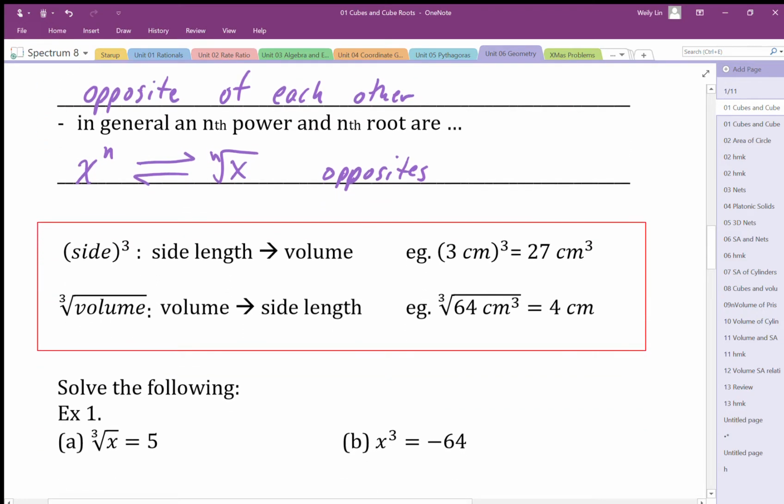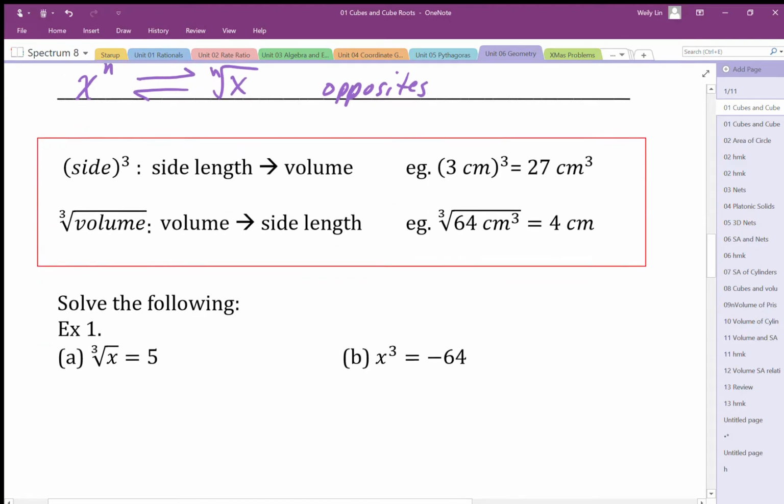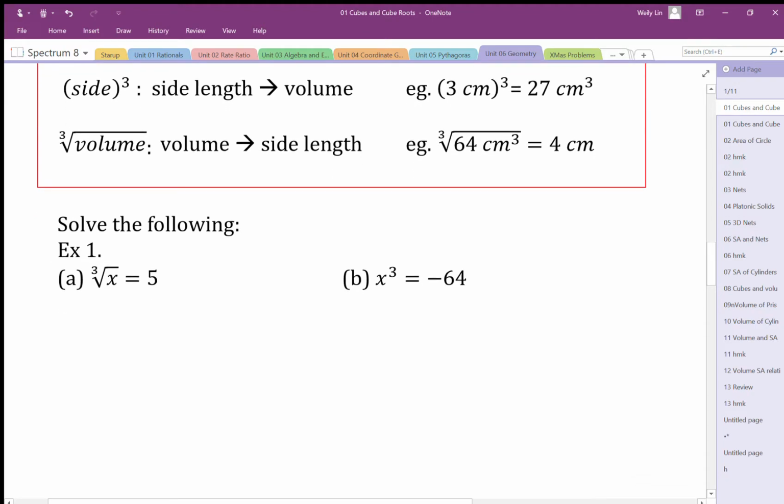So the main idea again is, what are we dealing with when we cube it? When we cube something, we're starting with a side length and we're ending up with volume. So we start with 3 centimeters side length, and we're going to end up with 27 cubes of volume. The cube root is opposite. We start with the volume. If we cube root it, we end up with side length. So if we start with 64 cubes of volume and I cube root it, we end up with 4 centimeters of side length.